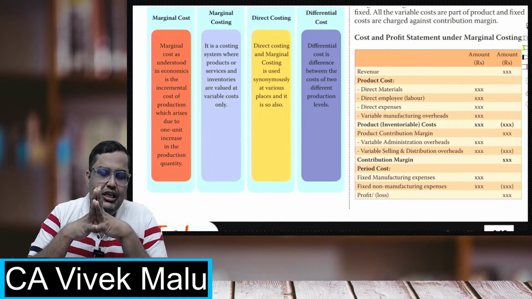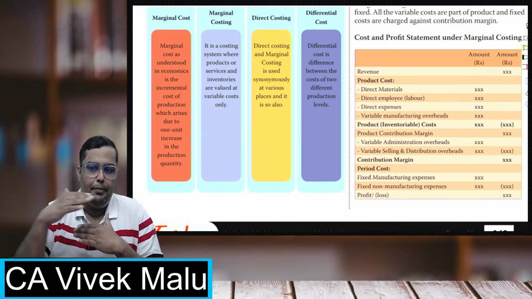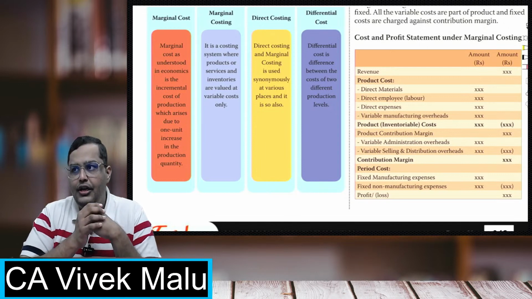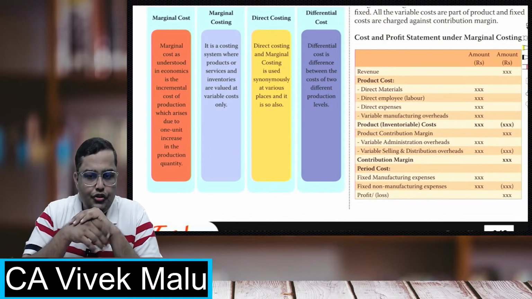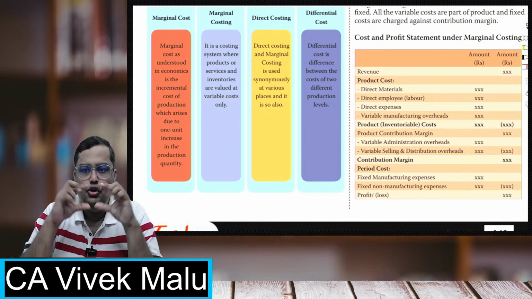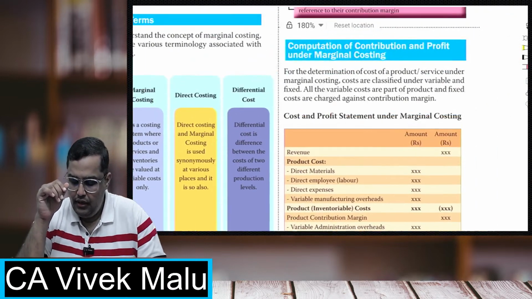Okay, and differential is basically where your production level increases sharply. For example, suppose you are producing 10,000 units, and now all of a sudden you start producing 12,000 units. So the total difference of the cost is called the differential cost.